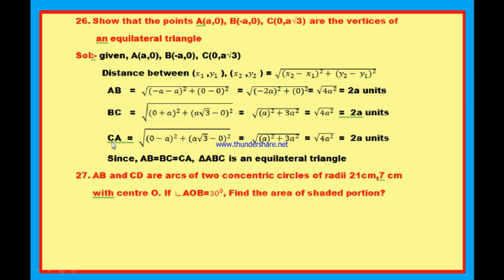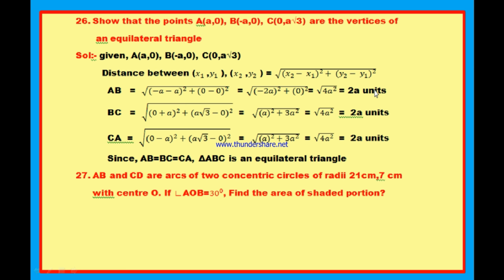Next, the third side CA. The coordinates of C will be (x1, y1) and the coordinates of A (x2, y2). Therefore, (x2 minus x1) is 0 minus a whole square, plus (y2 minus y1) is a root 3 minus 0 whole square. 0 minus a is minus a whole square, which is plus a square, and a root 3 whole square we did already, it is 3a square. a square plus 3a square is root over 4a square. This is equal to 2a units.